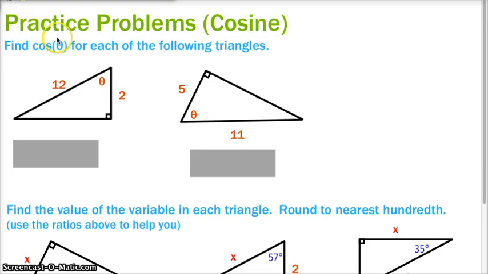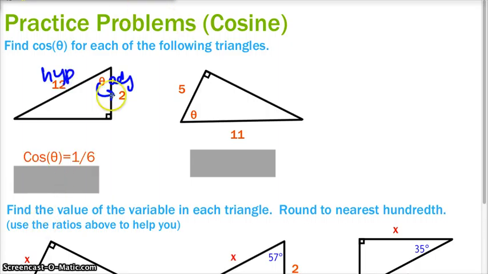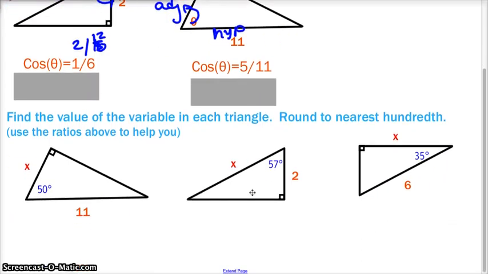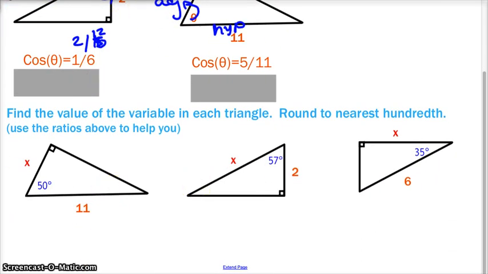When we go to set up the following practice problems, again I would label. 2 here is the adjacent, 12 is the hypotenuse, so we're going to use cosine theta equals 1 over 6, and I'm only saying 1 over 6 because that's what the fraction 2 over 12 reduces to. Not a big deal if you don't reduce. Next to is adjacent, hypotenuse is across from the 90 degrees. So in this particular case, cosine of theta is 5 over 11. Finding the value of the variable in each triangle. Again, I'm going to start by labeling.